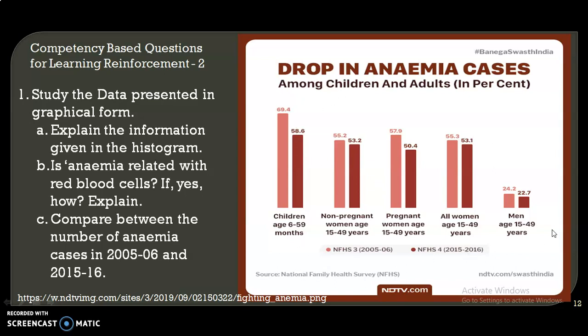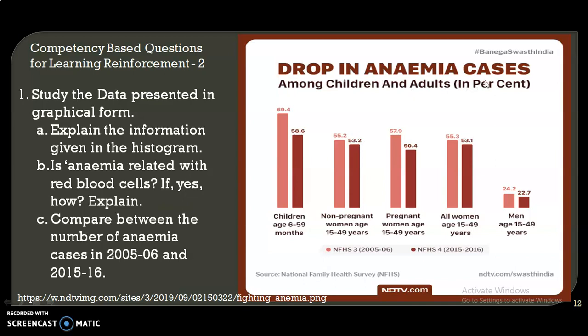So you have to study this entire information. Then you have to answer the following 3 questions. First question is, explain the information given in the histogram. What does this histogram tell us? Is anemia related with red blood cells? If yes, how? You have to explain.